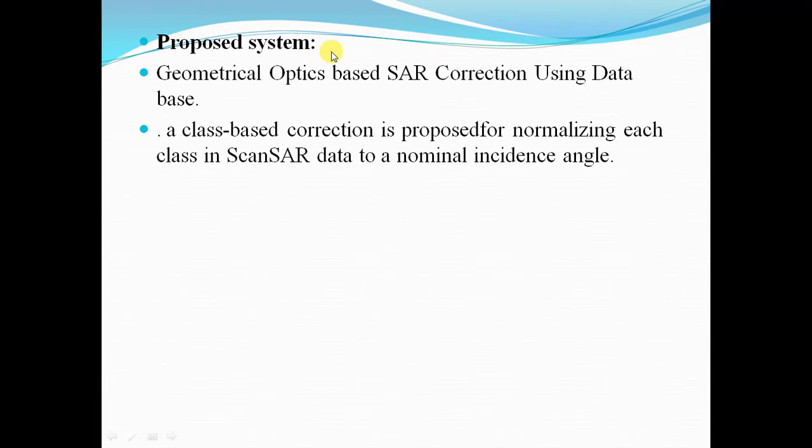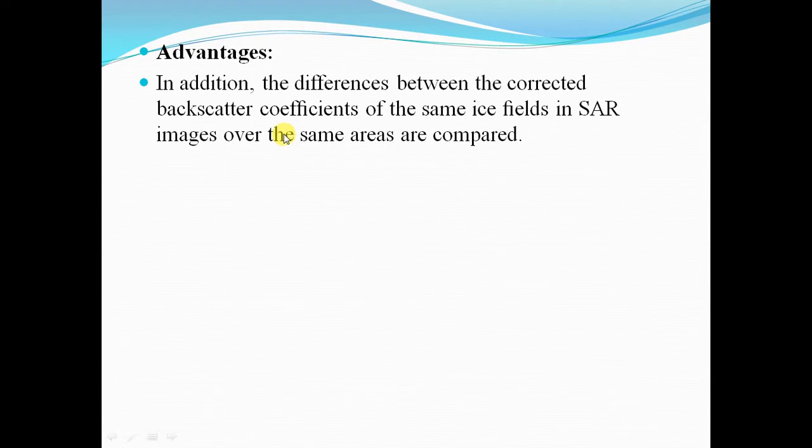To overcome this limitation, in the proposed system they used a geometrical optics based SAR correction using a database. Instead of using the backscatter, this geometrical optics based approach will help us not only take the angle of radiation of 180 degrees, it will consider all the angles obtained in the image. The advantage of this proposed system is that the difference between the corrected backscatter coefficient as well as the SAR images will be clarified and compared in the areas where the same thing is happening.